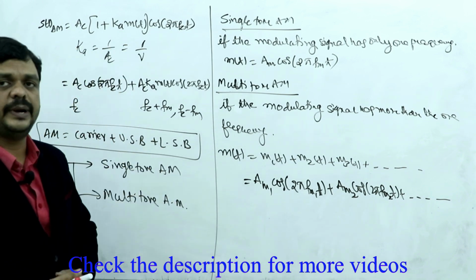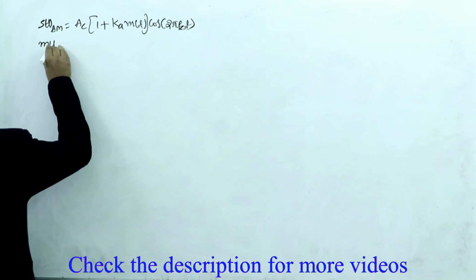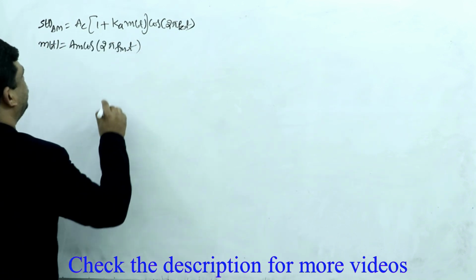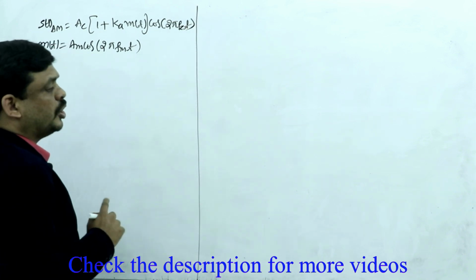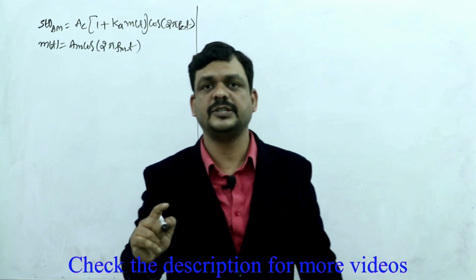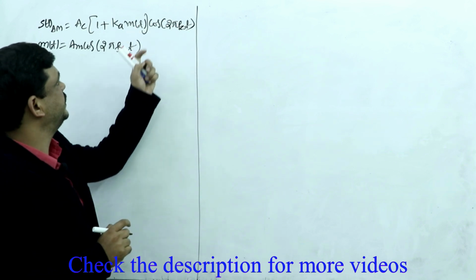Later we will go through multi-tone modulation. For now, please take this. The modulating signal m(t) is Am cos(2πfmt). This gives the modulating signal, so the modulating signal has only one frequency, fm. Now I want to substitute this complete equation in this.